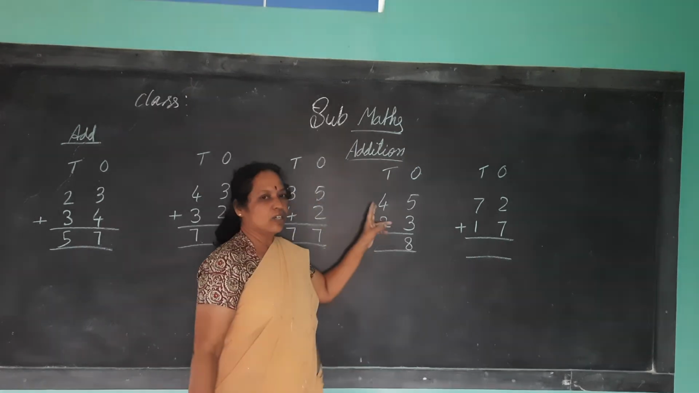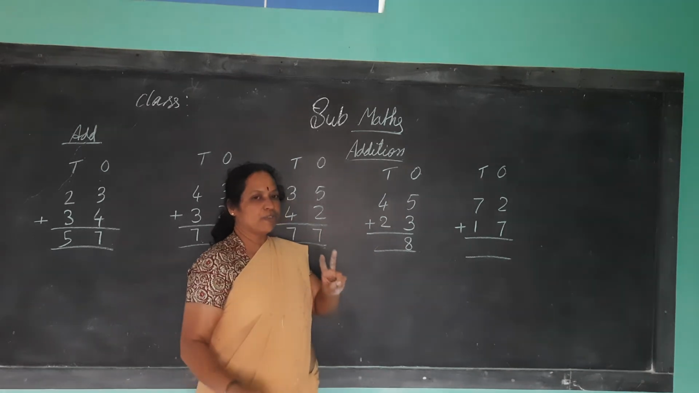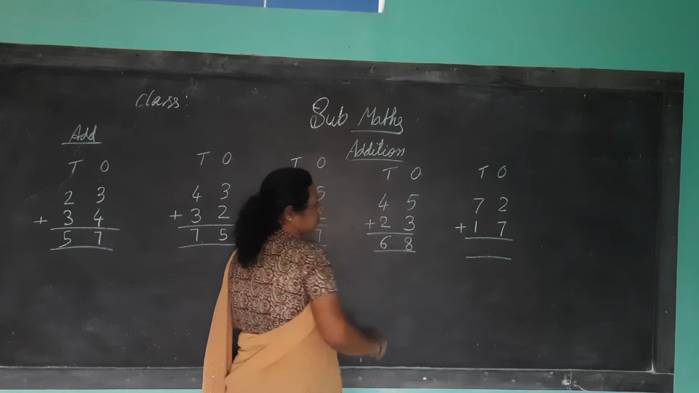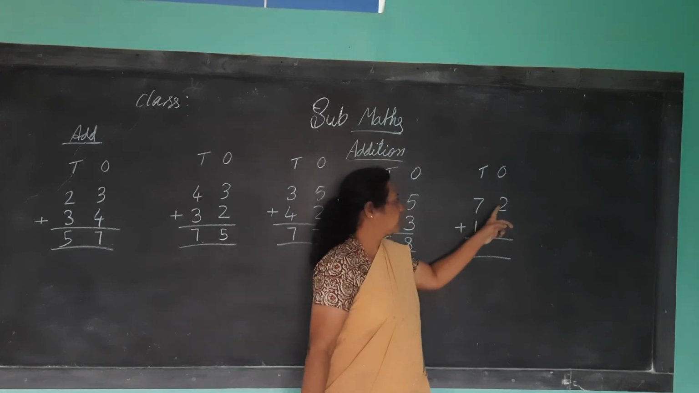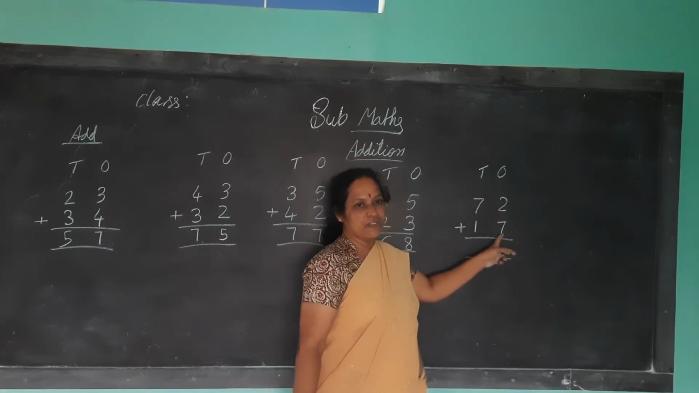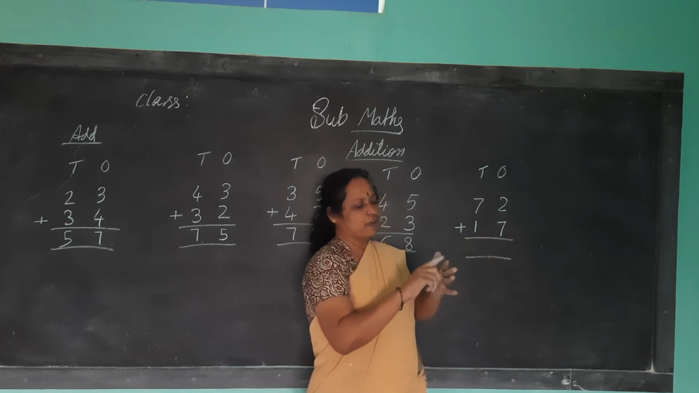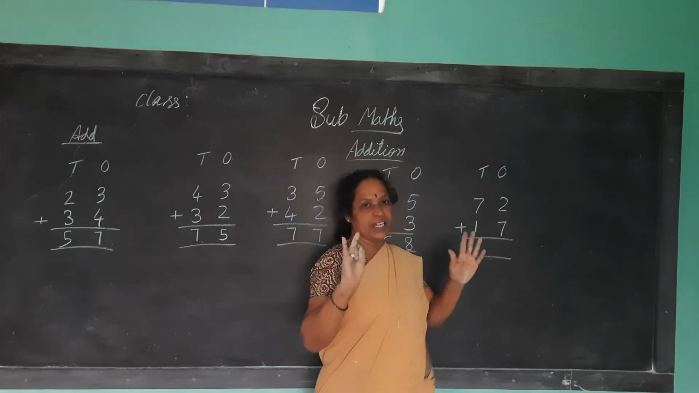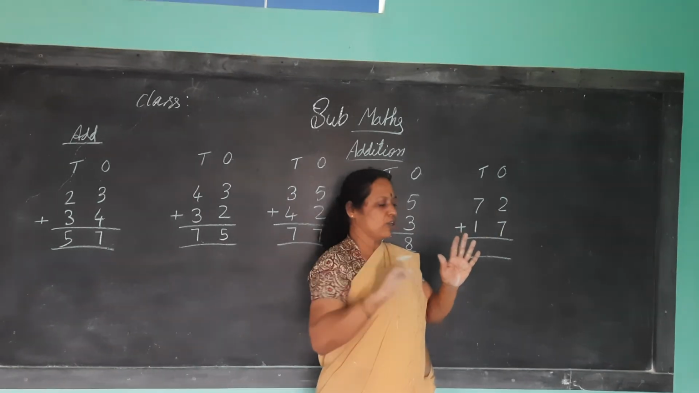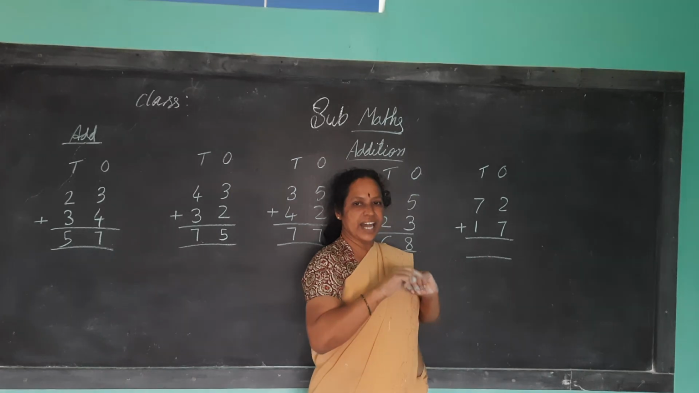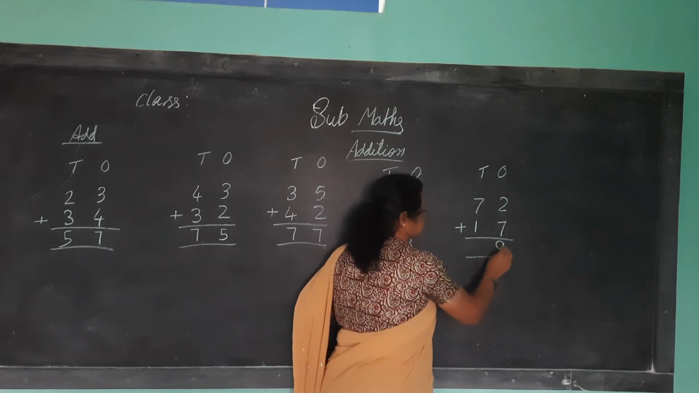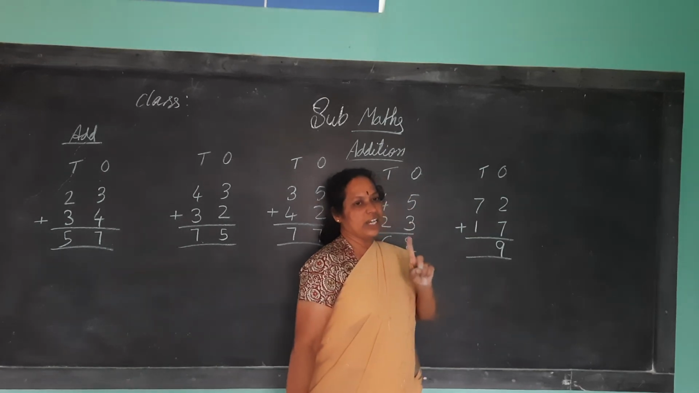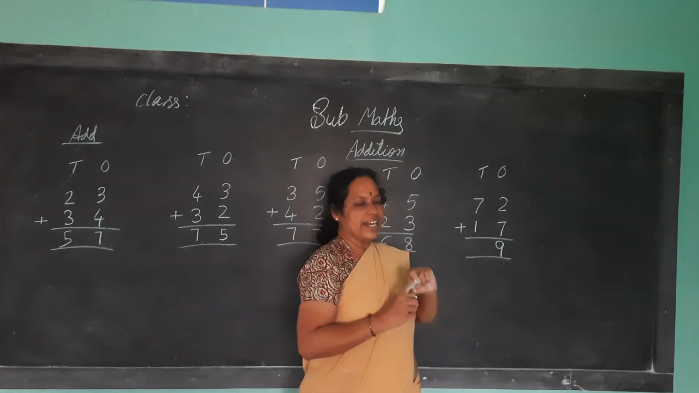4 in the mind, 2 on the finger. After 4: 5, 6. Here 2 in the mind, 7 on the finger. See, 1, 2, 3, 4, 5, 6, 7. 7 on the finger, 2 in the mind. After 2: 3, 4, 5, 6, 7, 8, 9. Here in the tens place, 7 in the mind, 1 on the finger. After 7 is 8.